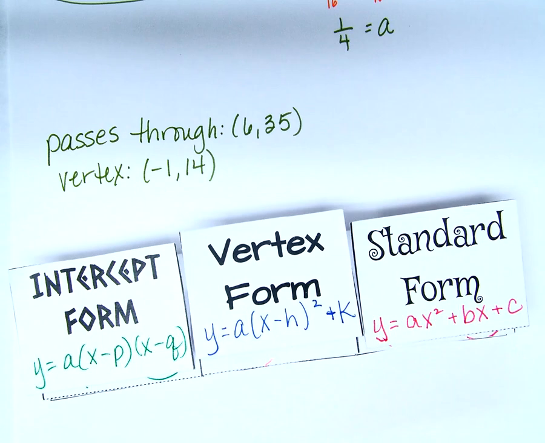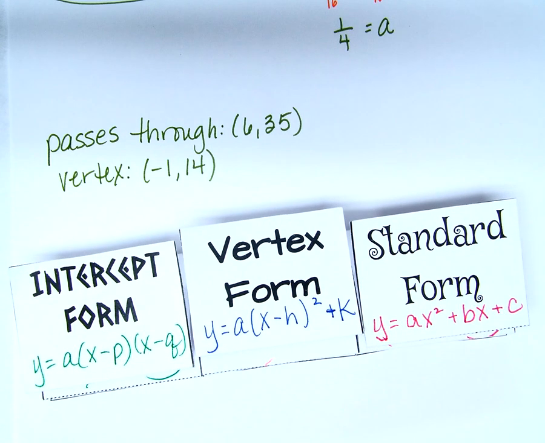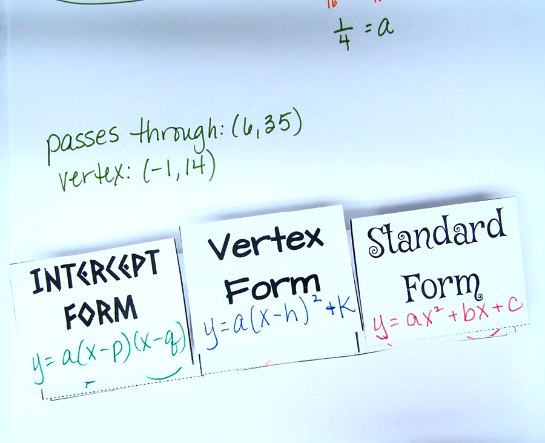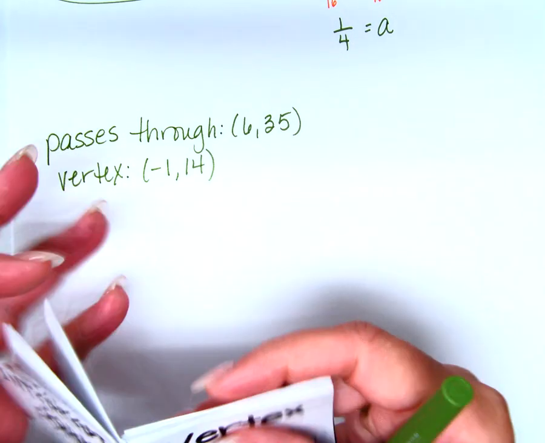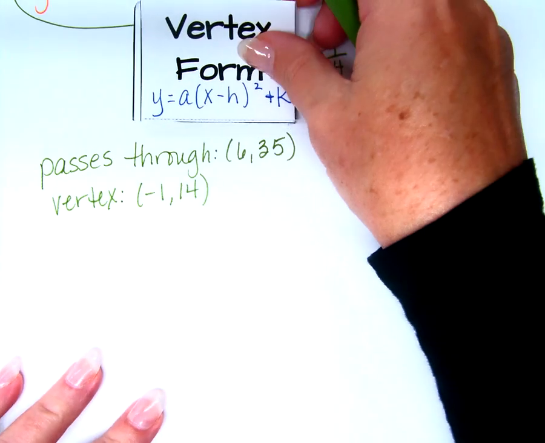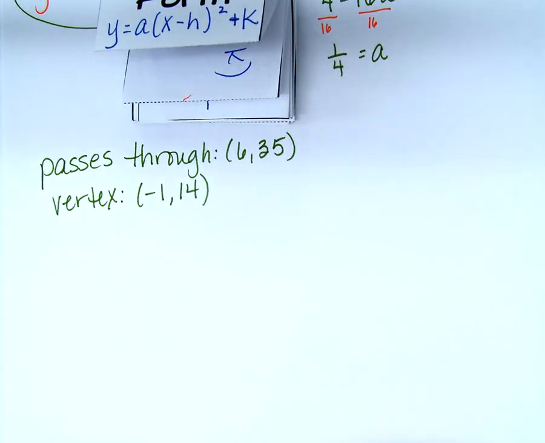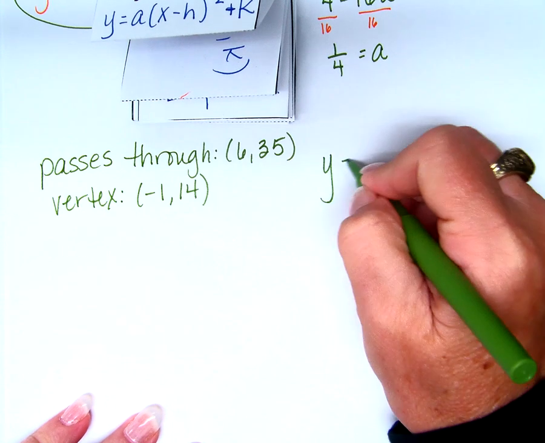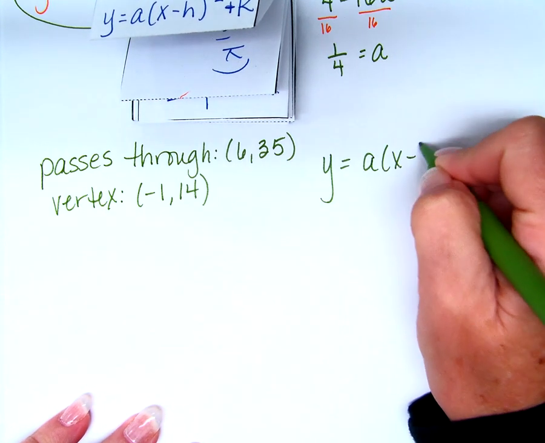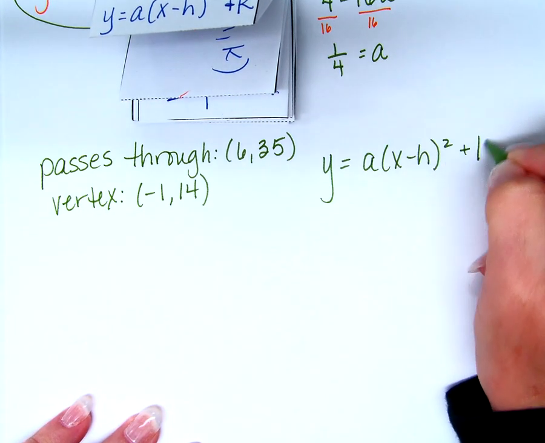I don't, right? So as much as I might want to use the other one just so I can have an example of the other one, I really need to use vertex form, don't I? Because that's what I have information for. Good thought and also good discussion because of it. So y equals a times x minus h squared plus k.